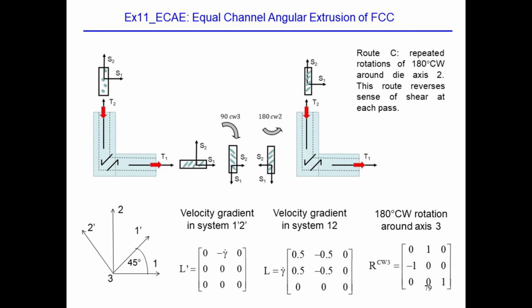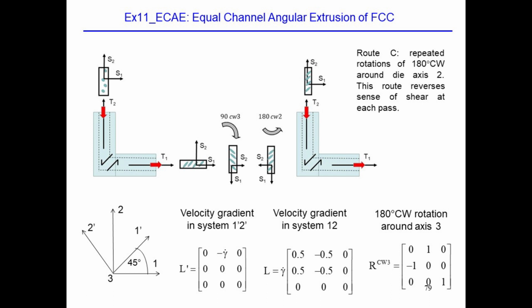So this is one of the problems that we are going to solve today. This is called route C. Route C involves doing repeated rotations of 180 degrees clockwise around the die axis. The die axis is this one. This route reverses the sense of shear at each pass.